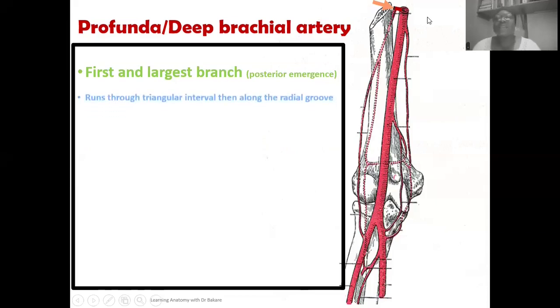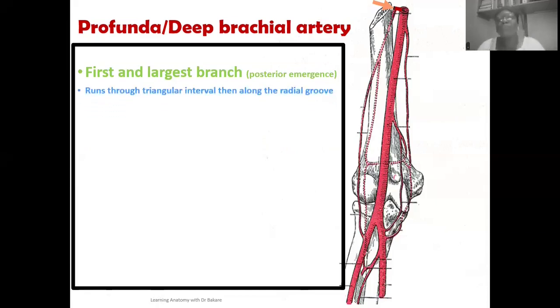So this artery, as it emerges, is seen to run through the triangular interval. Don't forget that we described the triangular interval in a previous lecture on the triceps brachii muscle. If not, please kindly go and check up that lecture. In that lecture, we highlighted that the long head of the triceps brachii muscle forms a number of spaces with the surrounding muscles, and we tried to highlight the details behind this.